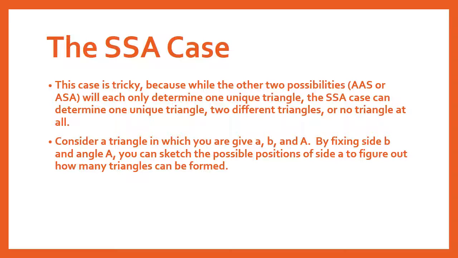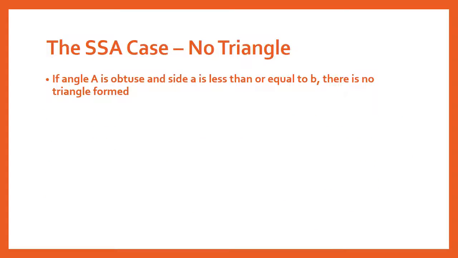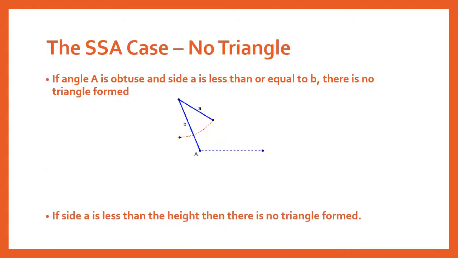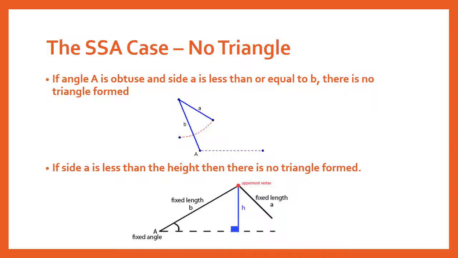We're going to fix side b and angle A, and then try to figure out what side a would have to be to make the different triangles. Now, don't panic on this because it's actually pretty easy to work through these and figure out what you have. But I'm going to show you the different possibilities first. If you have an obtuse angle for A, then side a, the opposite side, needs to be larger than b. Otherwise, as you can see here, it's not going to connect and form a triangle. And if side a is less than the height of the triangle, like we see here, then you're not going to have a triangle formed.